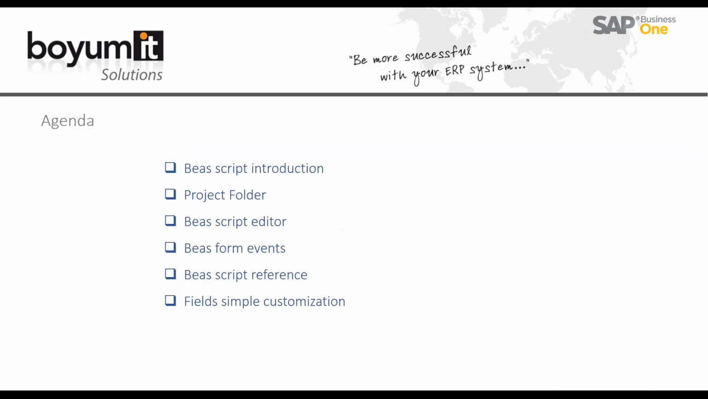In our agenda, we are going to have an introduction about Beas script. We are going to talk about the project folder. This is the folder where any customization is going to be. About the Beas script editors, Beas form events, Beas script reference, just the simple reference, a simple customization for screens and fields, simple customization for the fields of our screens.